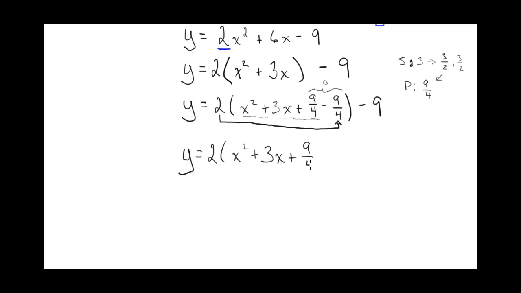9 over 4. So that's the first 3 terms. And then the last term I want to multiply by 2. So it's 2 over 1. So 2 times negative 9 over 4 is negative 18 over 4. And then subtract 9. So this last term came from 2 times minus 9 over 4.